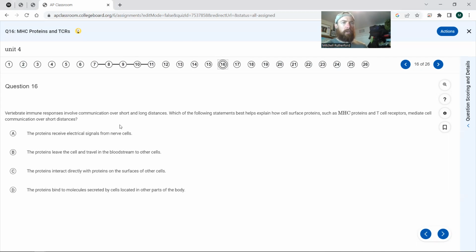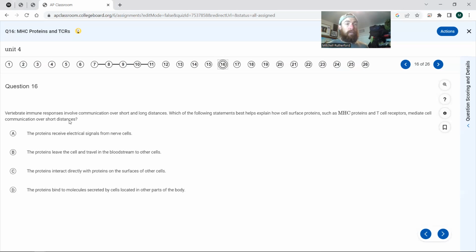Vertebrate immune systems, communication, short and long distances. We know that, okay, electrical and chemical. And how cell surface proteins such as MHC and T receptor mediate cell communication. We haven't talked about the immune system or chapter 11, but let's see if we can still answer this without that knowledge, okay? We know what a protein is and we know what a receptor is, period. And cell communication over short distances. We have talked about how short distance communication works.